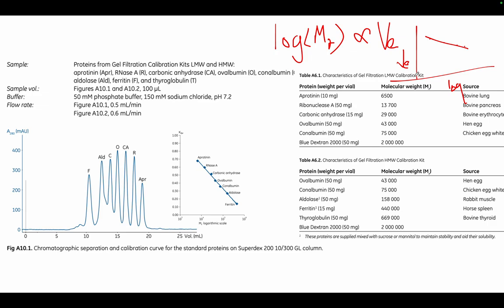So I'm running some new protein. I don't know anything about it, but I'm getting a peak somewhere here. Then I can just use this curve to find what the approximate molecular weight of that protein could be.